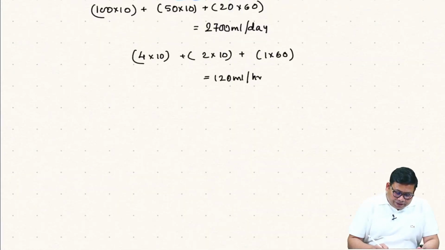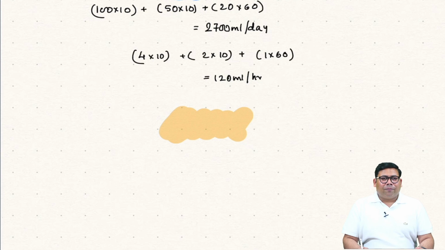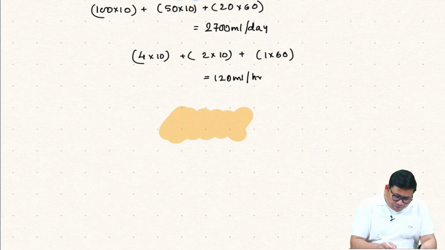The next is rate estimation. Why is rate estimation very, very important? Because you need to start it. You'll ask the sister, sister, start 2700 ml per day. She'll smile at you and say, doctor, I'm not that intelligent. Tell me how many drops to start, I'll set it to that. So next is rate estimation.